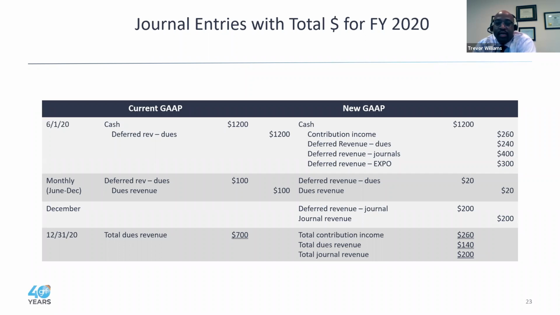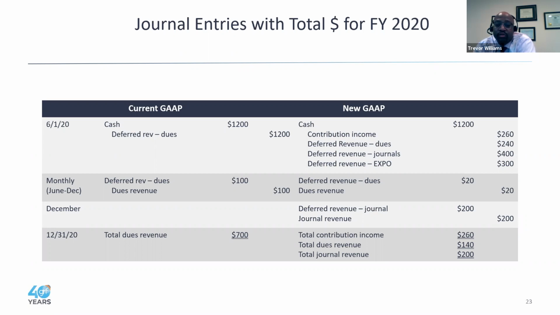that is now being recognized immediately as contribution income. Continuing on, for the months June through December, you could see that we've now debited deferred revenue for dues of $20 and recognized dues revenue of $20. Again, that's the $240 divided by 12 over those months. And in December, you will see that we have now debited the deferred revenue for the journal, because the journal has been produced and provided to its members. And we would recognize $200 in journal revenue.